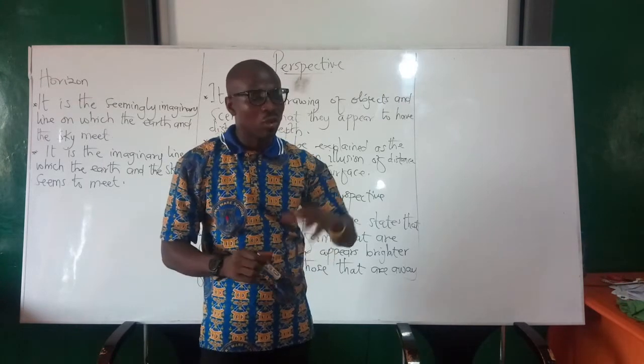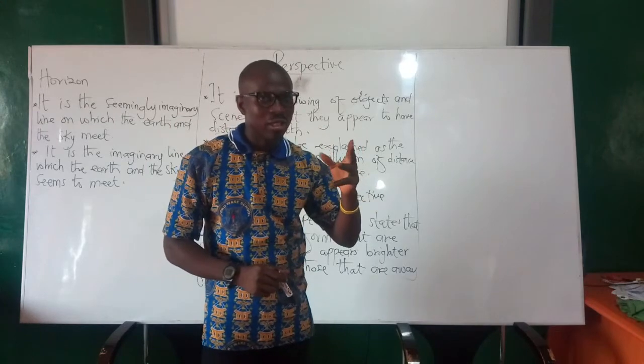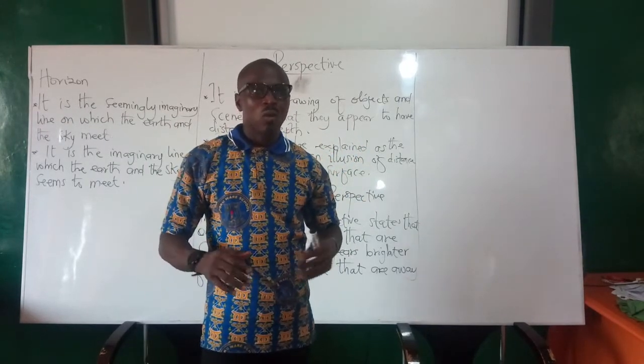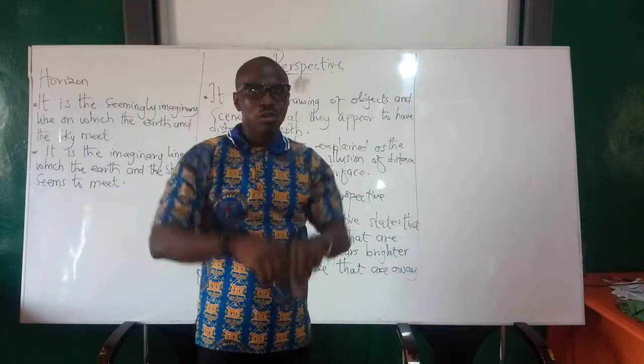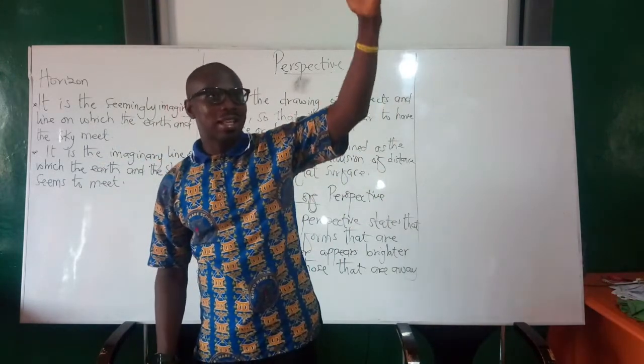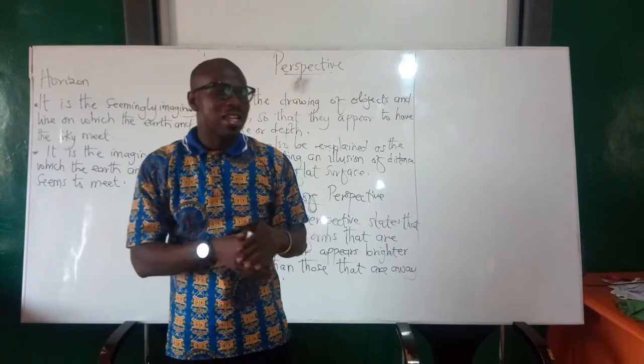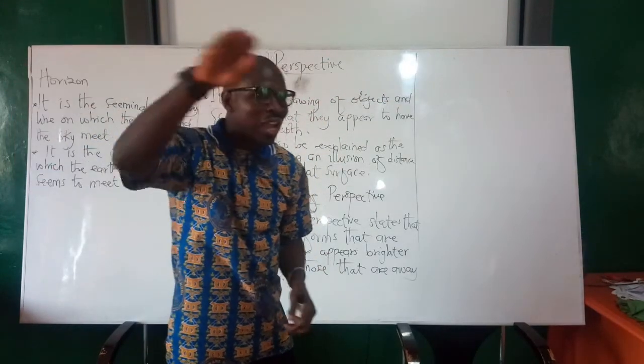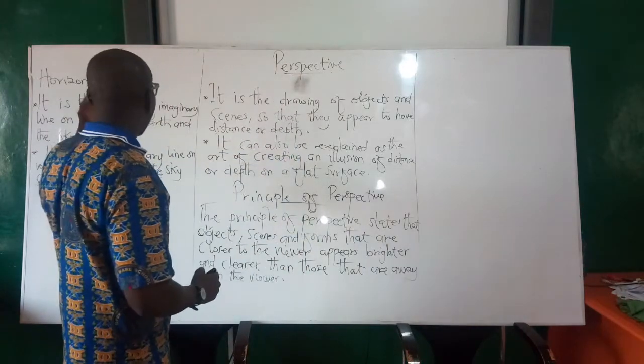After this lesson, you can go out and experiment. When you come out of your house and look afar, you will see that it looks like the sky has fallen on the earth, and there is a line between them. That line is what we call the horizon.